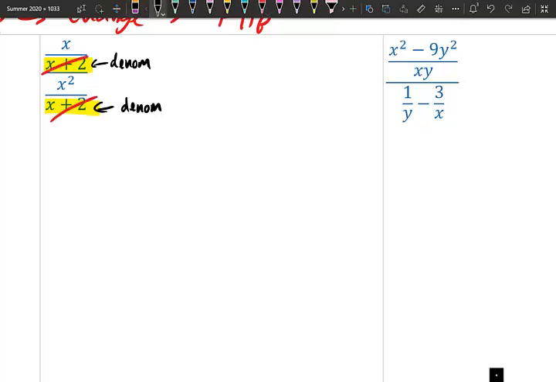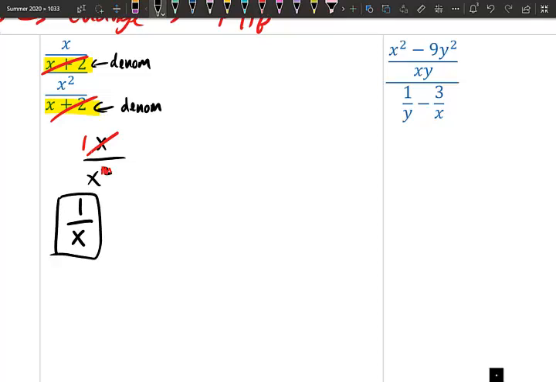So I'm going to write what we have left over. What we have left over is x over x squared. They both have x in common, so if I take x out of x, I'm left with 1. If I take x out of x squared, I'm just left with x. So my final answer is 1 over x.